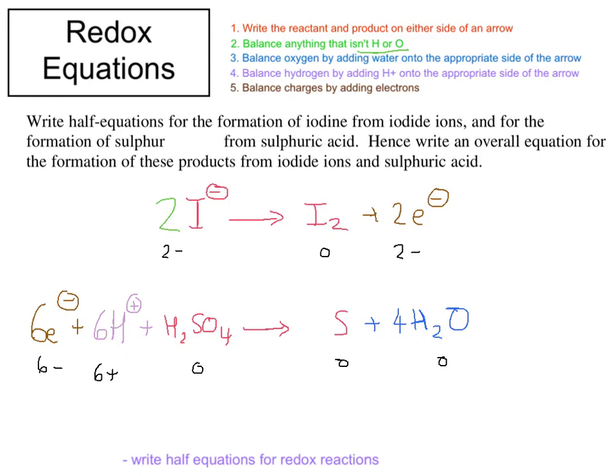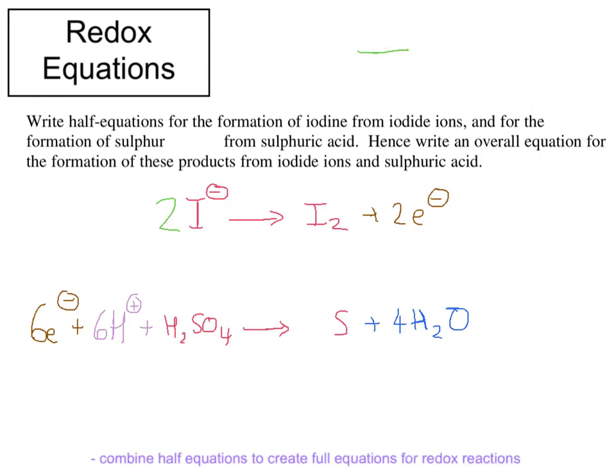So there's our 2 half equations, by following all these rules, and that's done. Our final step in this question is to write the overall equation for the formation of these products from iodide ions and sulfuric acid. Basically that means combining these 2 equations to create the full redox reaction equation. For the full equation, you don't have electrons in the equation because electrons aren't actually reactants or products. These half equations show the movement of them, if you like. In the first equation they're being made, and in the second equation they're being used, or gained and lost, if you think about it in terms of oxidation and reduction.